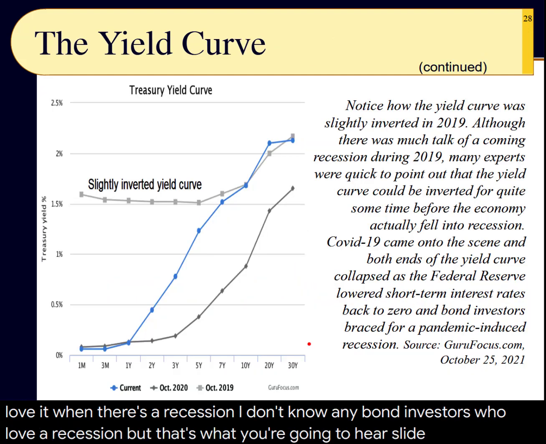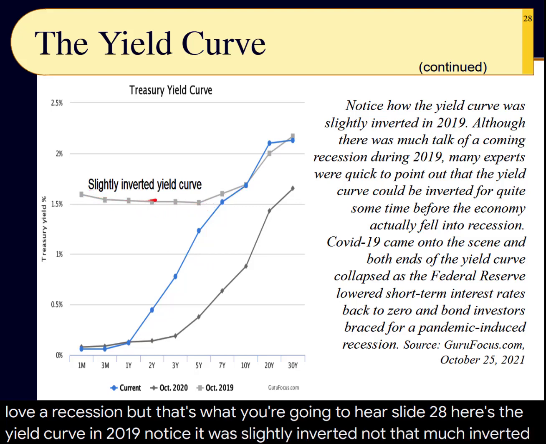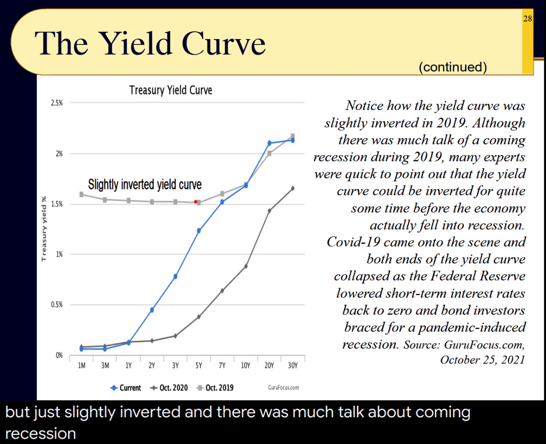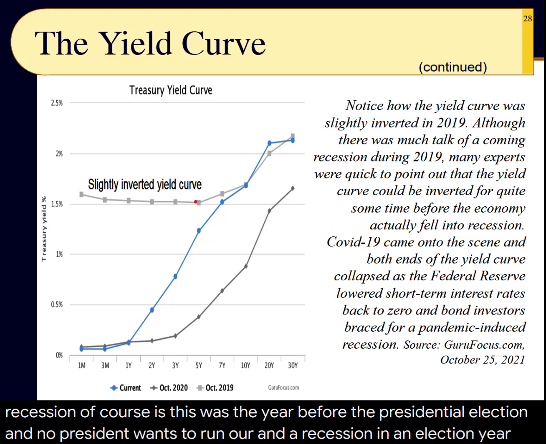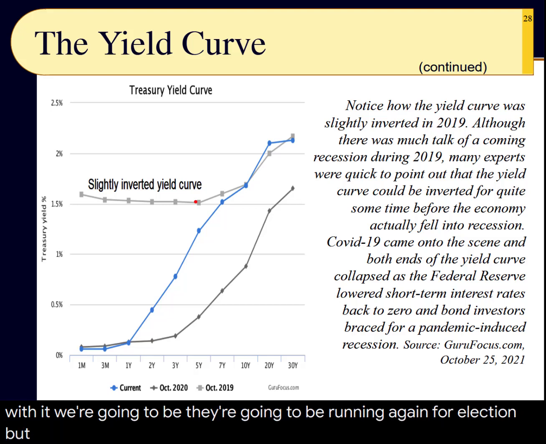Slide 28. Here's the yield curve in 2019. Notice it was slightly inverted. Not that much inverted, but just slightly inverted. And there was much talk about a coming recession. Of course, this was the year before the presidential election, and no president wants to enter a recession in an election year, where they're going to be running again for election. But in this case, it was all moot.